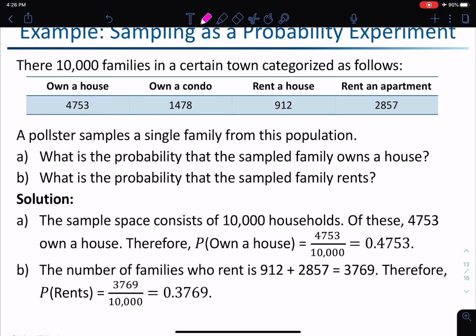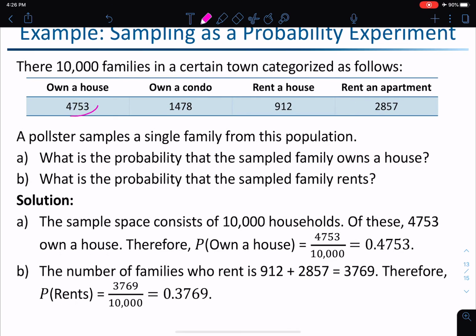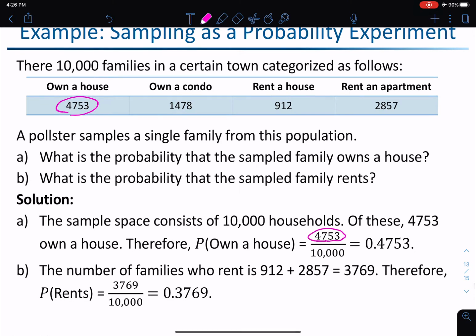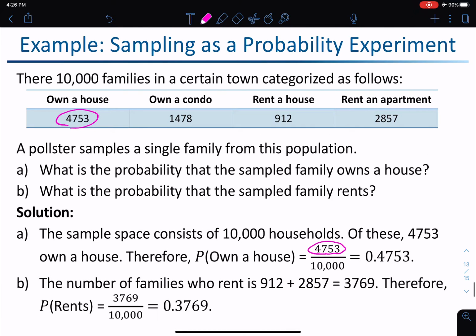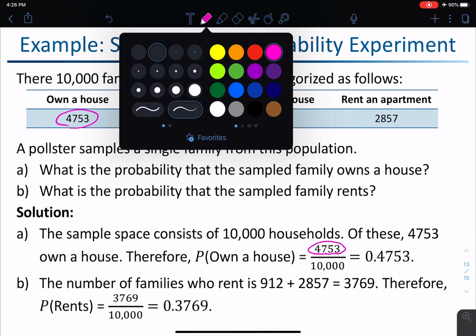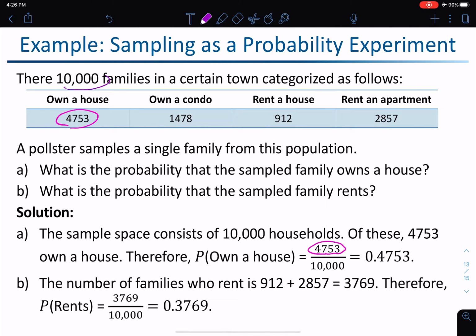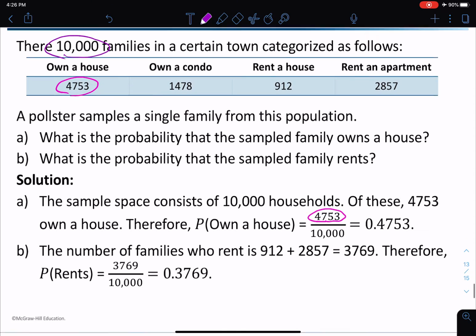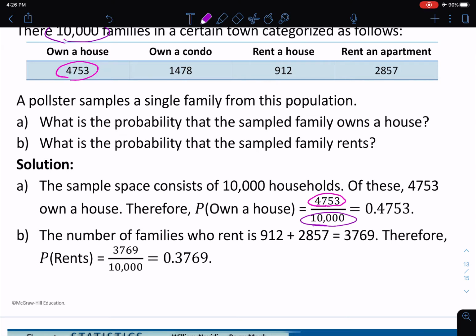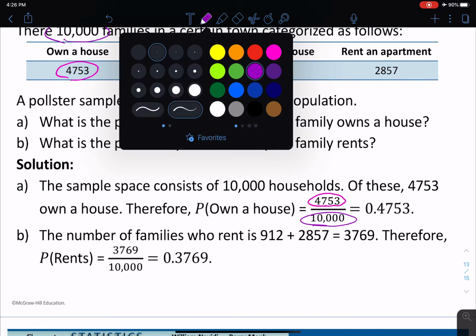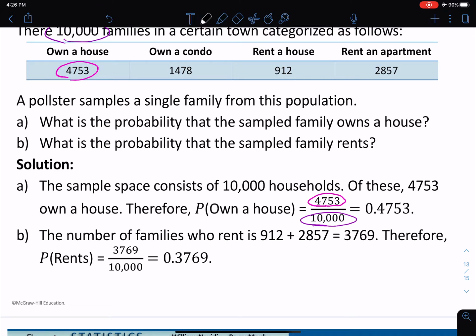Okay. Well, owning a house looks like there's 4,753, so that is the event, and that goes up in the numerator. And we put that over the total population. There are 10,000 families, so there's 10,000 possibilities in our sample space. And so when we divide that, we get the probability is 0.4753, about 47.5%. Okay.